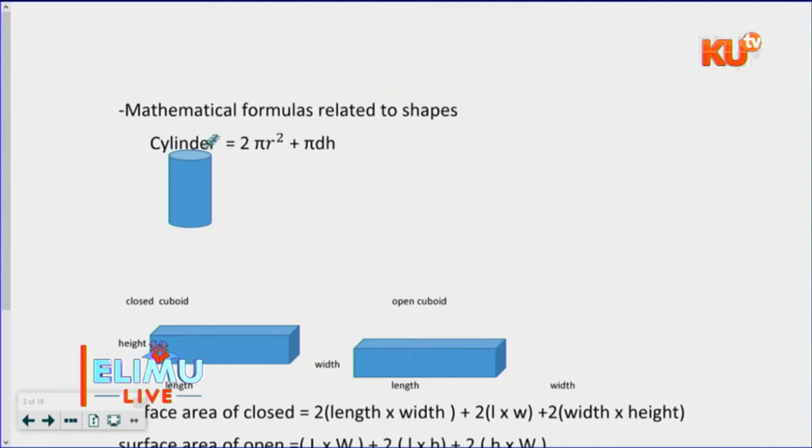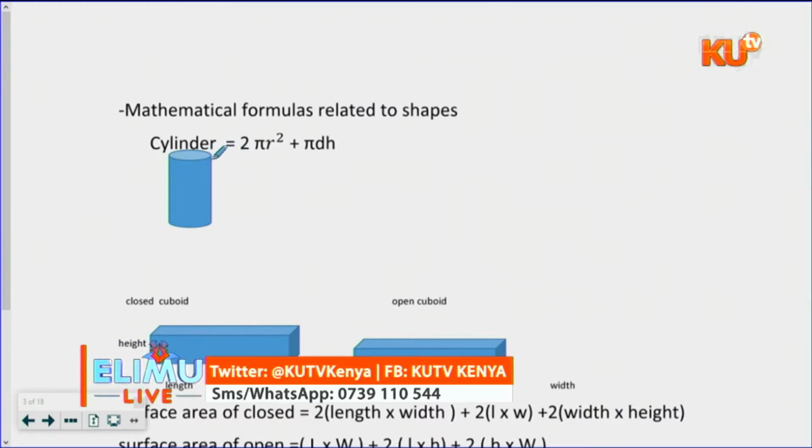This part around here, we call it circumference. When we open it, it will look like a rectangle. For us to get the area of a rectangle, we said earlier it is length times width. But this part here, we will not call it length at this point. We'll call it circumference.